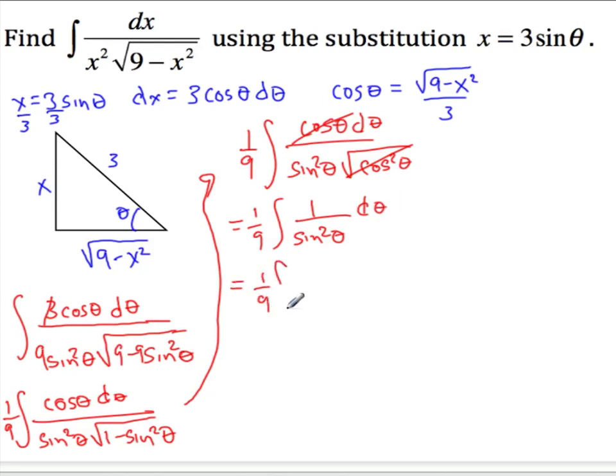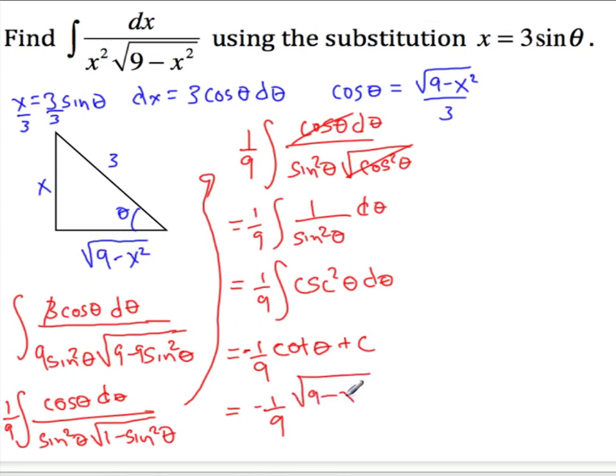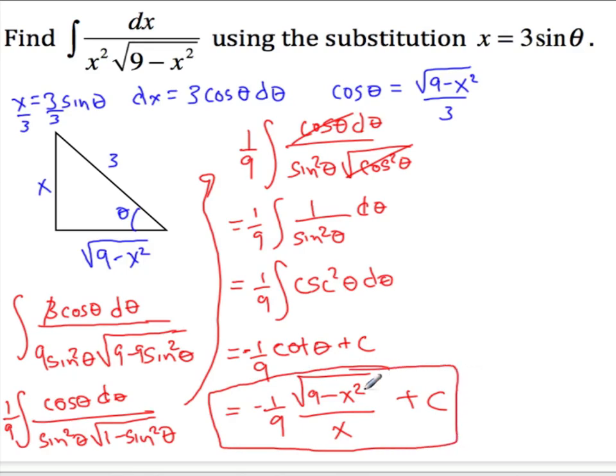This will simplify to cosecant squared theta d theta, and this is straight from your formula booklet. That's negative cotangent theta plus c. I have a theta. I started with x's, so I have to finish with x's. So negative 1/9, and tangent is opposite divided by adjacent, which means that the cotangent is adjacent divided by opposite, which is the x here, plus c, and we're done. Yay.